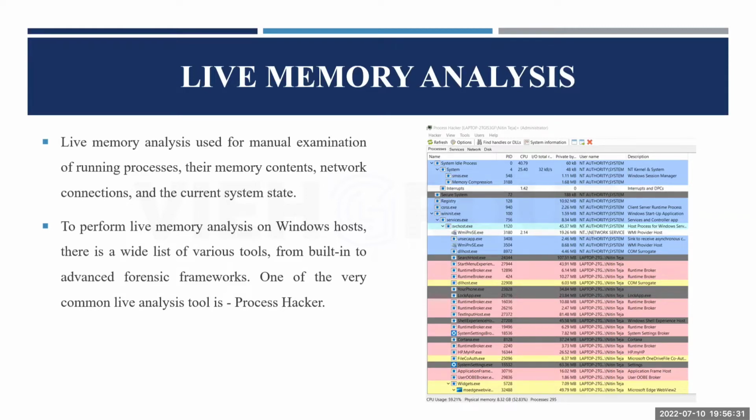There are many tools used on Windows for live memory analysis, and one of the most famous tools is Process Hacker. When we run Process Hacker, it automatically shows all the processes running in the system, and we can also switch the tab to services, to see what services are running, what the network connections are, and the disk used by those processes. We can see all these details by using Process Hacker.